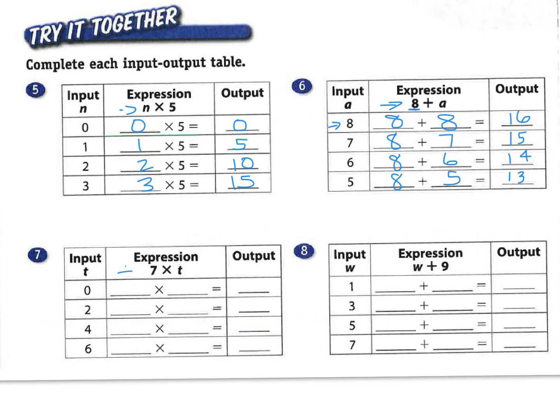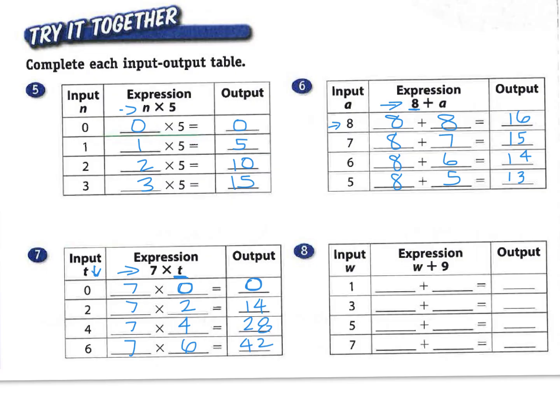All right, now we have our expression 7 times t. So that 7 is going to stay the same. So write all those 7s in. The t is the variable. That's going to change. Here, it is 0, because remember, it tells us in this column what t is. Here t is 2. Here t is 4. And here t is 6. So 7 times 0 is 0. 7 times 2 is 14. 7 times 4 is 28. And 7 times 6 is 42.